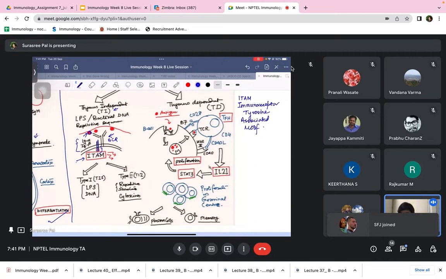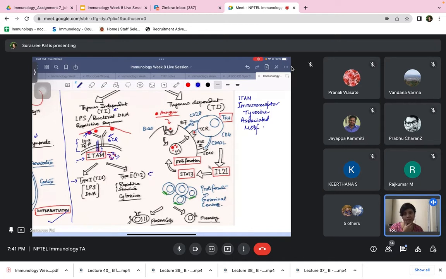Okay, once there is this signaling, the signaling is actually induced by this ITAM motif, right? So this induces this signaling, and this signaling will help to activate the B cell. And this thymus independent process actually can have two subtypes, type 1 and type 2.